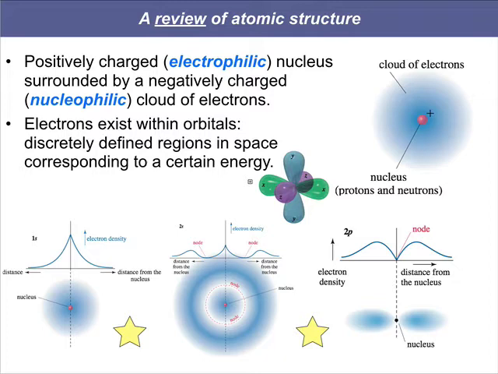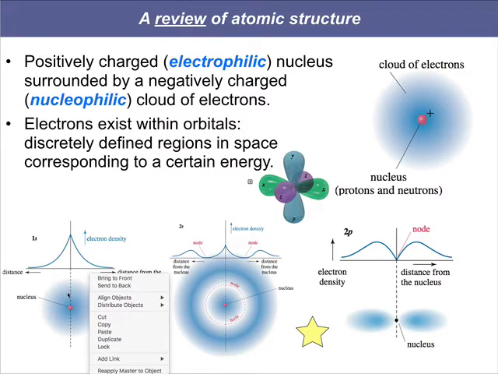Electrons exist within these orbitals, which are discretely defined regions in space that correspond to a certain energy. We have a couple of orbitals drawn on the slide here. This is a 1s orbital. It's a spherical orbital. That's what the S means. The plot of electron density looks something like this, where at the nucleus we have the highest electron density, and as we go out from the nucleus, the electron density decreases. And it's symmetrical on all sides because it's a perfectly spherical orbital.